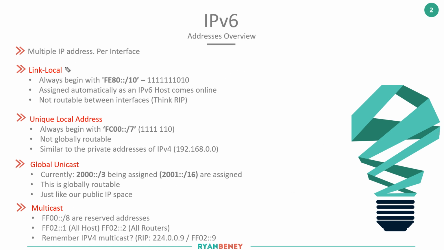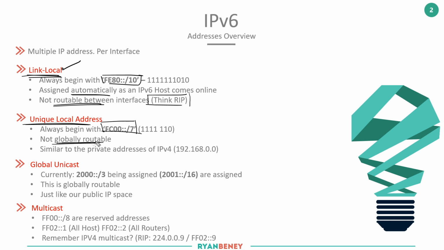So go back over it. Like I said, it was a text-heavy slide. We got link-local. It always starts with FE80. It's automatically assigned when you come online, and it's used for communication between devices. So things like RIP would use it to communicate. Unique local address starts with FC00. It's not globally routable because it's the equivalent of our private IP space.